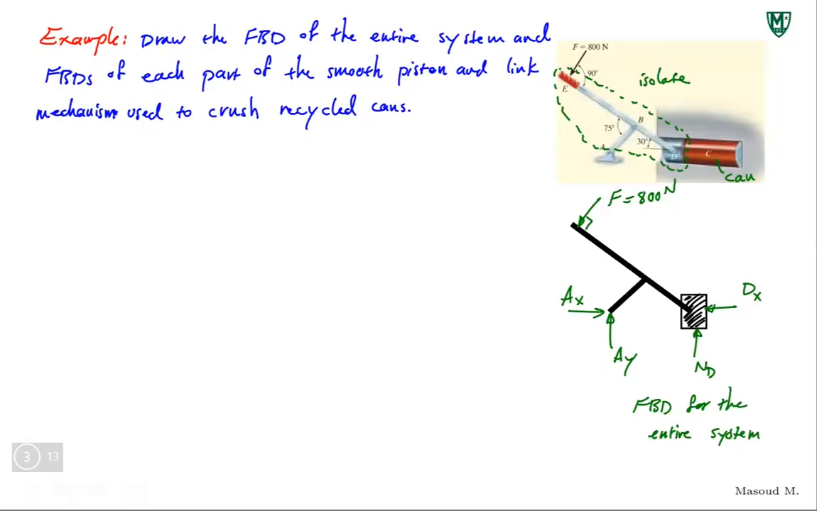Now let's look at each part. Each part meaning we have this handle, which is at an angle of 30 degrees with the horizontal line. We have link AB, and then we have the piston D. All right, let's just look at each separately. Yes, go ahead, Sam.